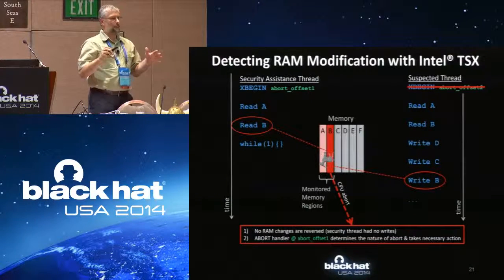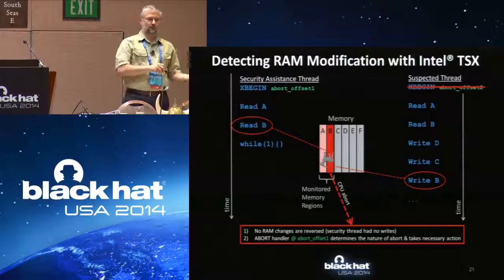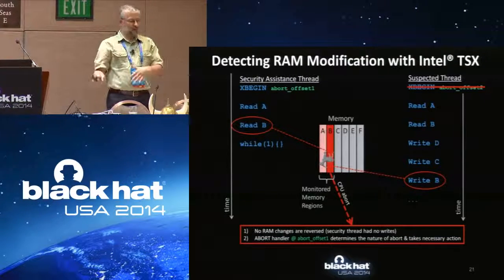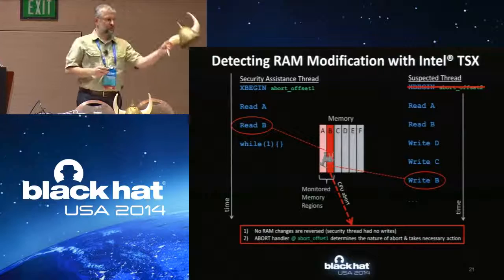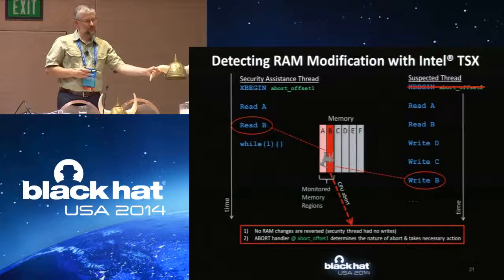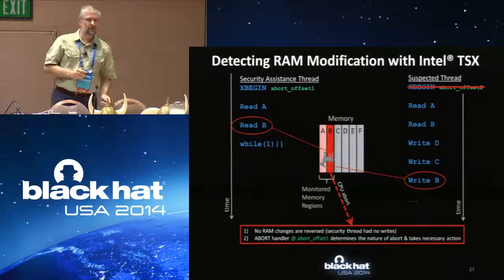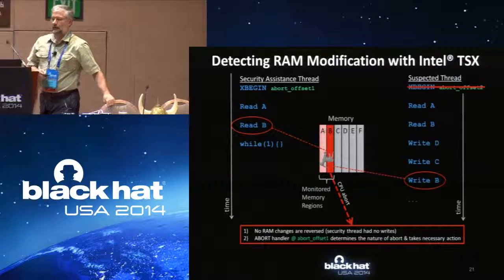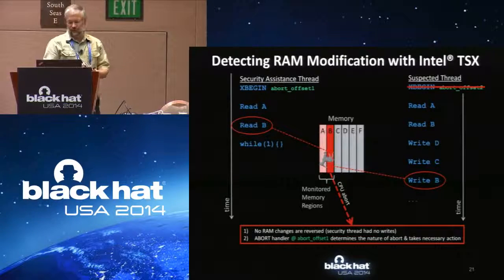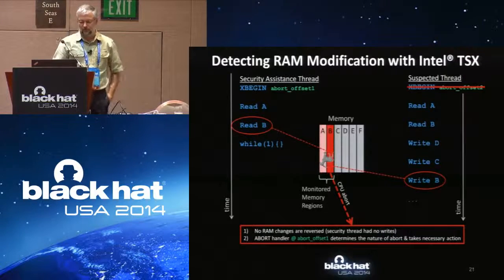So by putting XBEGIN in either the security thread or into the suspected thread, doing XBEGIN either this way or that way, we can control whether the memory reversal on the writes done by the suspected thread is done or not.